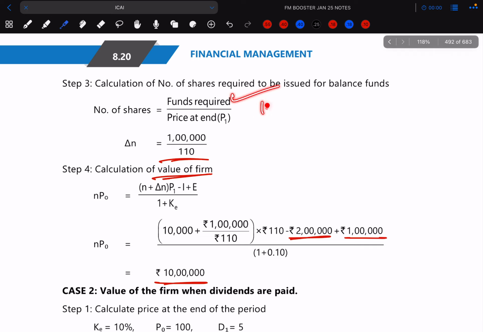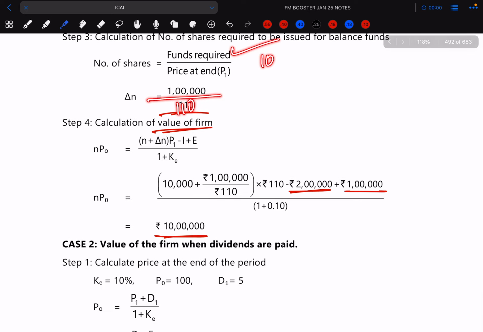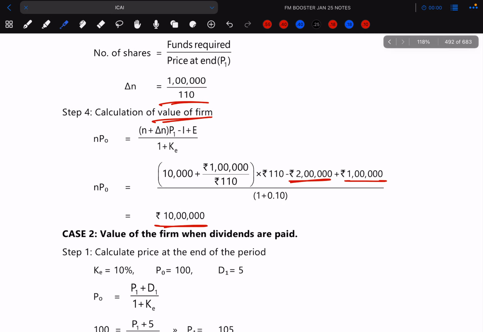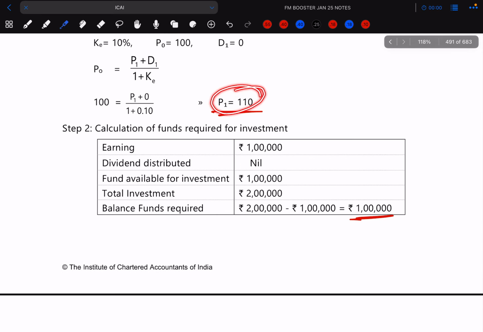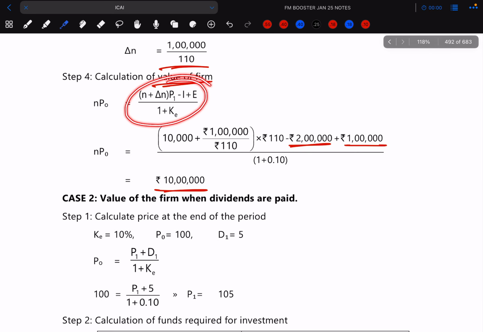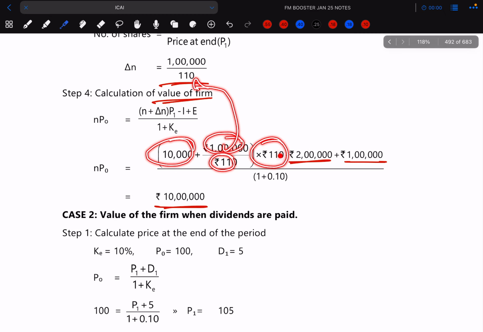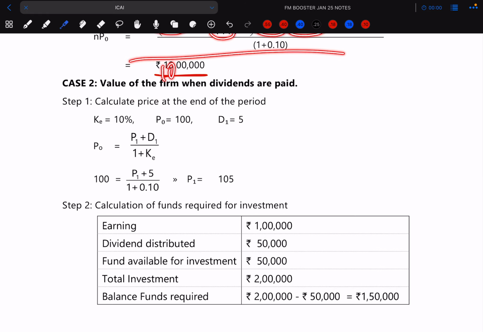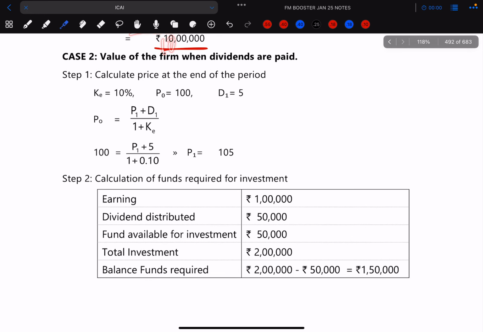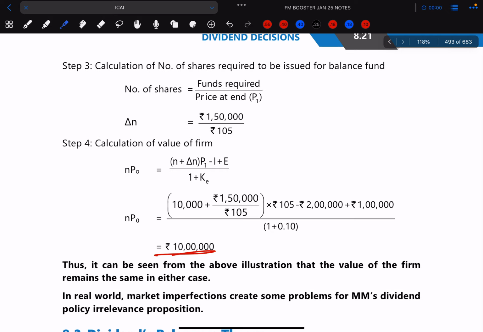So funds required, that is 1 lakh divided by 110, that is the price at the end of the share. Done. Price at the end, P1, that we have already found out here. And this one formula also, simple. Old share plus new share. This is simple. New share, whatever you have found out here, into price P1, and this is investment required minus the earnings, divided by 1 plus K. This one is easy. Here you have to just use the dividend.